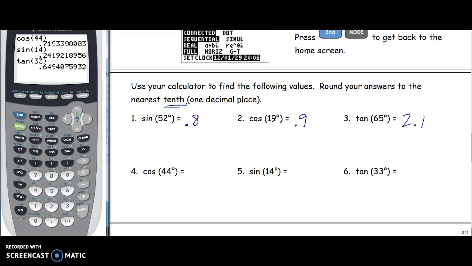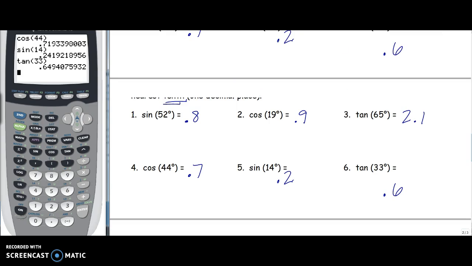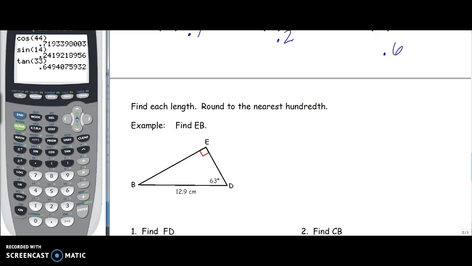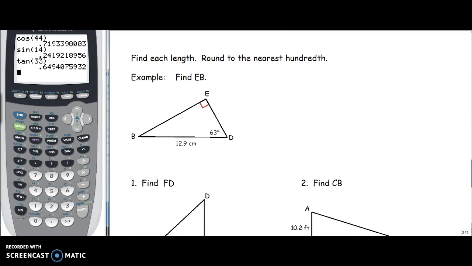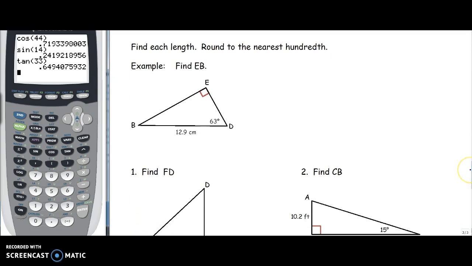So if you notice, I typed them into the calculator. And so if you have cosine 44 degrees, you have 0.7. Sine of 14 degrees is 0.2. And tan of 30. What we're going to do, excuse my computer, it's being slow as usual, is find each length that's missing. And it says round to the nearest hundredth, which is 2 decimal places. So the given angle, which is 63 degrees, is our reference angle, and we need to find EB.